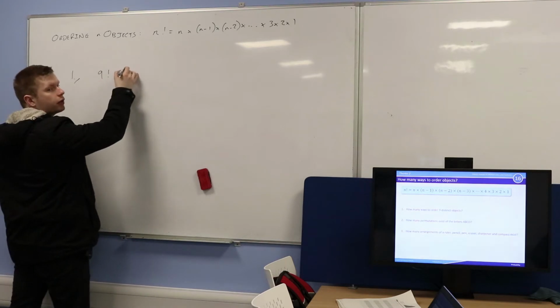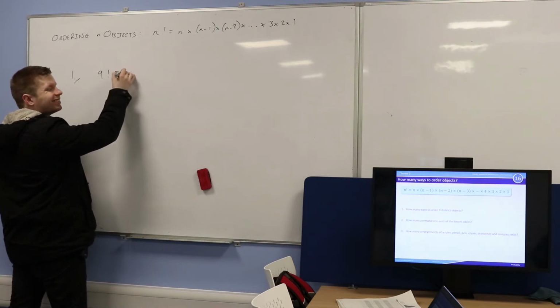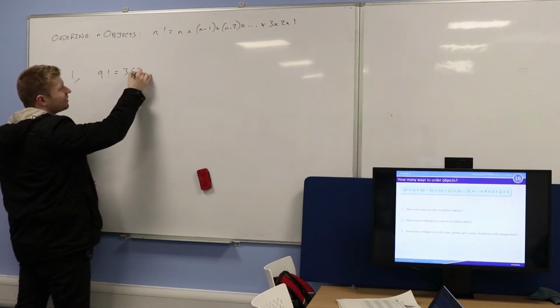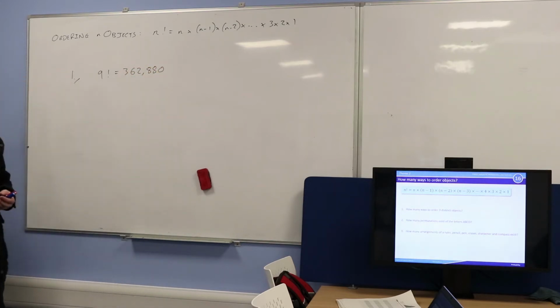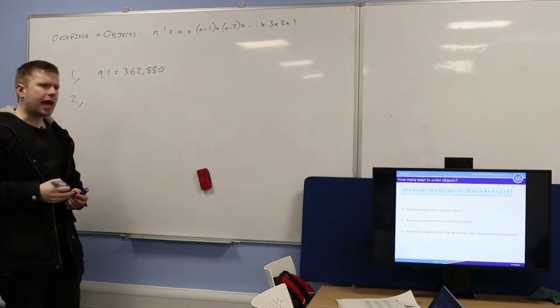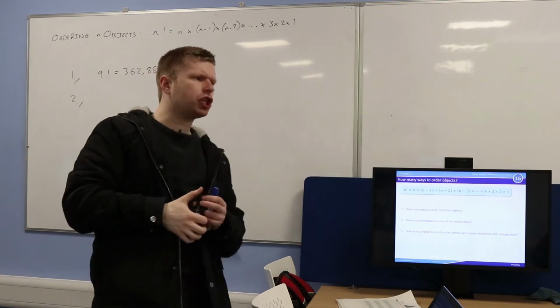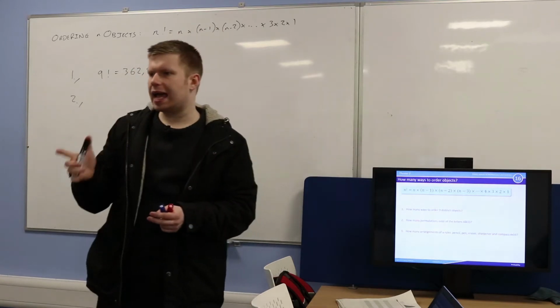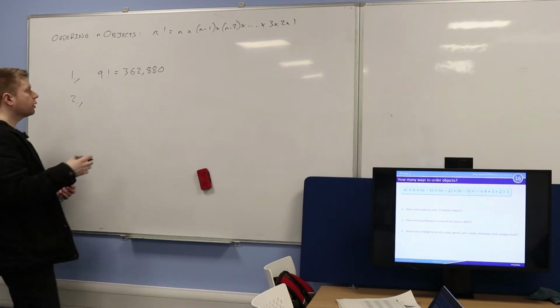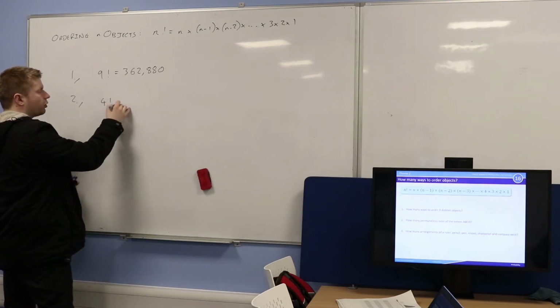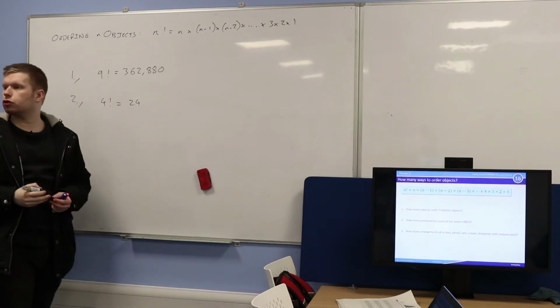Can you say a bit louder, sorry? 880, cool. So 9 factorial. You happy? 9 factorial, okay? Question 2 then says, how many permutations exist of the letters A, B, C, D? So it should be 4 factorial, which is 24.